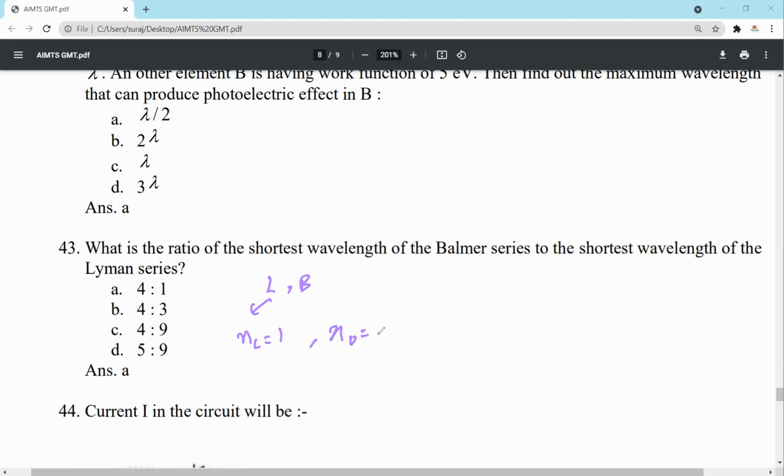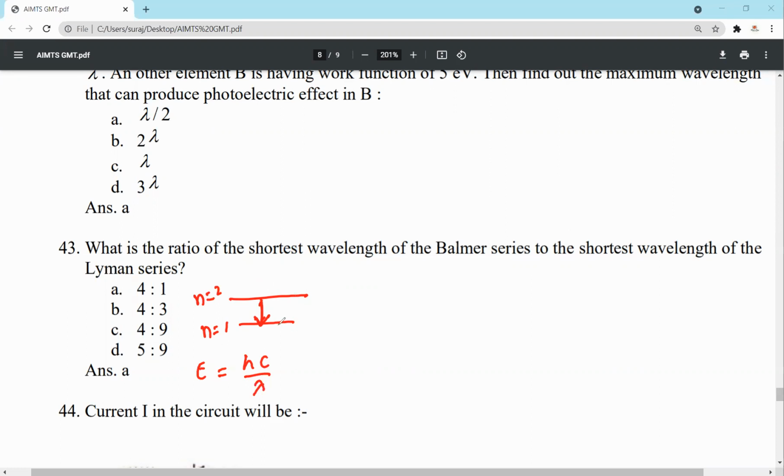So as you see, in the Lyman series n lower is equal to 1, right? In the Balmer series n lower is equal to 2. Now this is n equal to 1, this is n equal to 2. Shortest wavelength energy is what? hc by lambda.